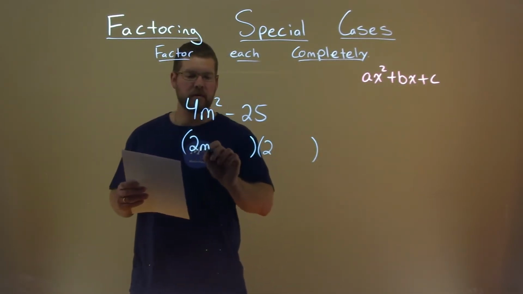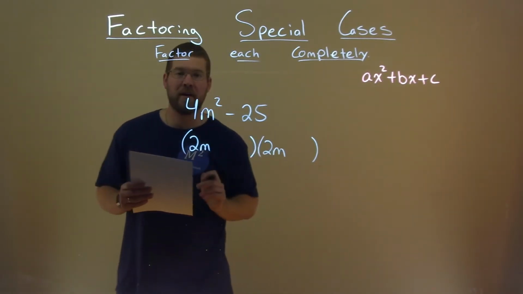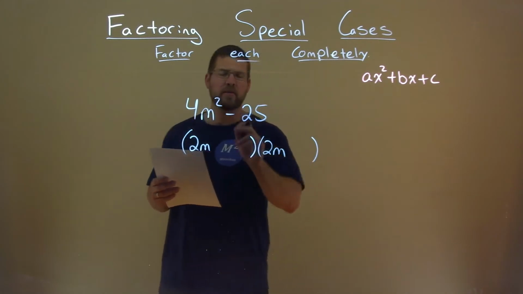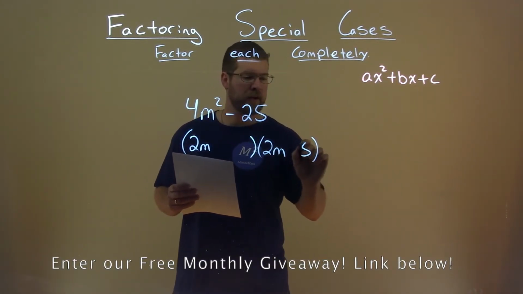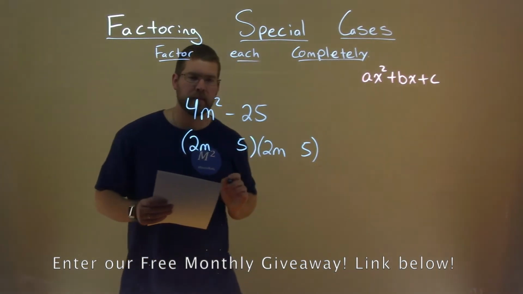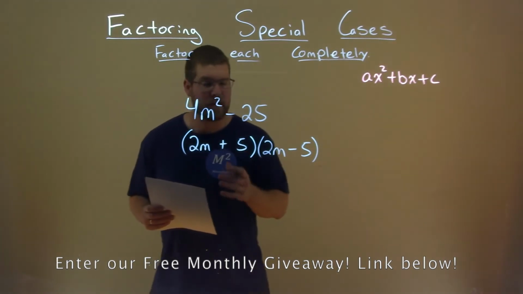M squared, m, and m. So 2m times 2m will give us that 4m squared. Now what's the square root of 25? Well, the square root of 25 is 5. Put a 5 here and put a 5 here. If we do a plus and then a minus right here, we actually have our answer.